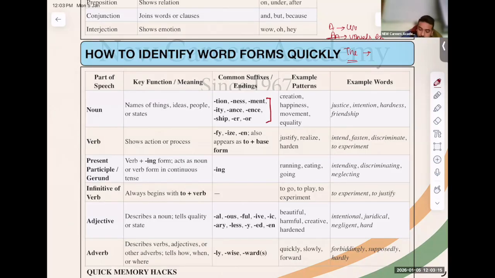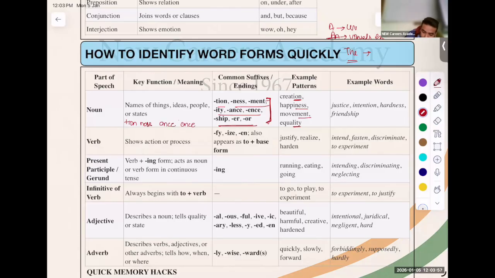Okay, nouns. All the nouns have suffixes. That's the case. This will get half our answers done here itself. Suffixes means end में क्या आता है? tion, ness, ment, ity. Not only y, ity. So you have to remember this. Just write down tion, ness, ment, ity, because this will get half your things done. Remember it.